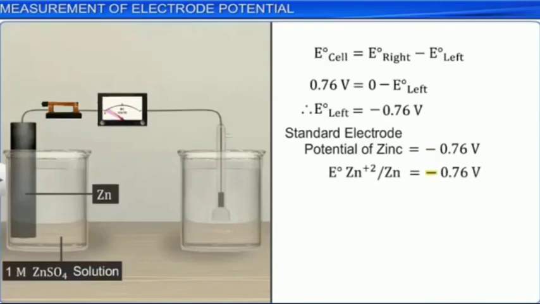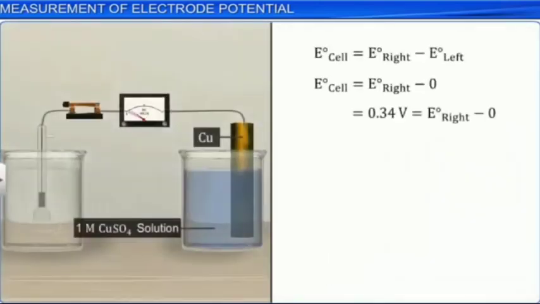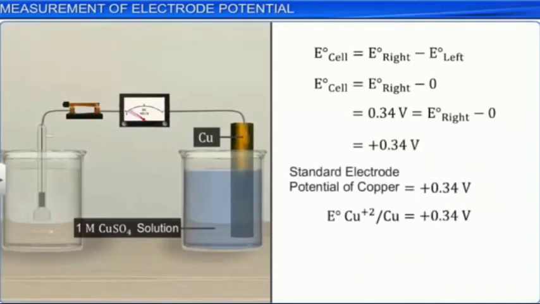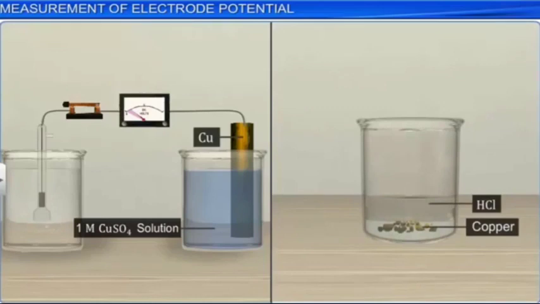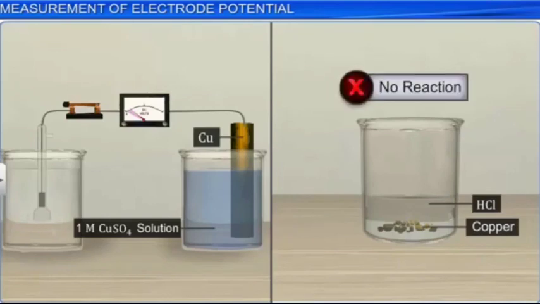Similarly, the standard electrode potential of copper is calculated as shown here. The positive value of standard electrode potential indicates that cupric ions get reduced more easily than H+ ions. In other words, hydrogen ions cannot oxidize copper. Thus, copper does not dissolve in HCl. On the other hand, copper dissolves in nitric acid due to the oxidation of copper by nitrate ions.